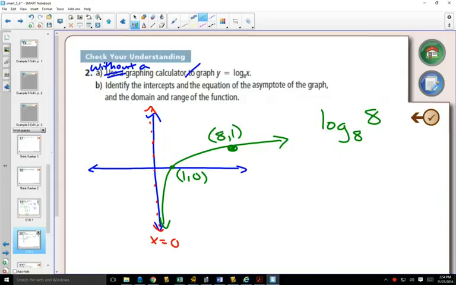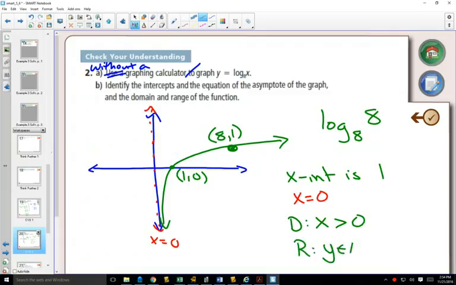Now, identify the intercepts. The only intercept, we have an x-intercept at 1. There are no y-intercepts. What's the domain and range, and what's the asymptote? Well, the equation of the asymptote is x equals 0. Our domain is just the positive x values. x is bigger than 0, but not equal to 0 because there's an asymptote there. And our range is everything.